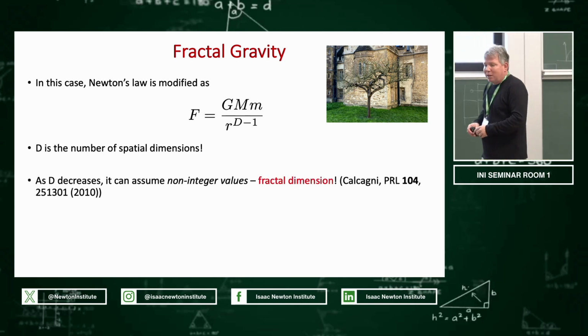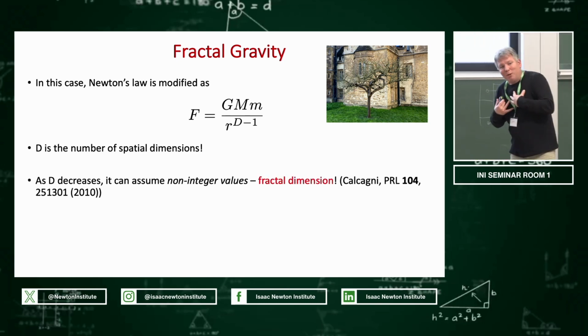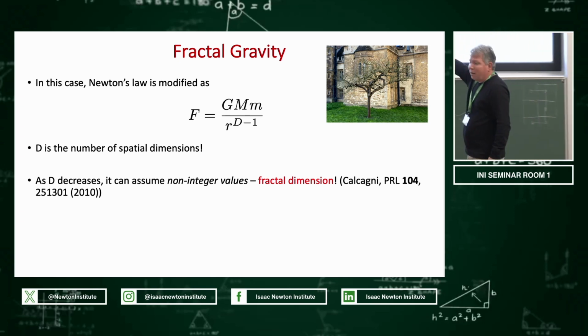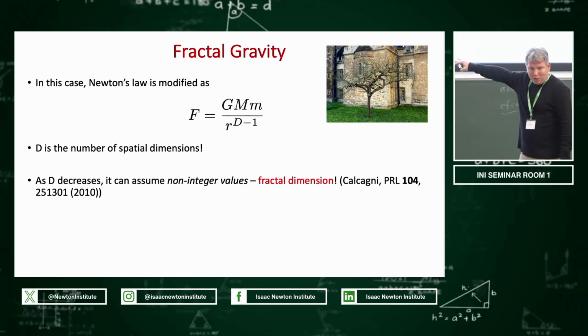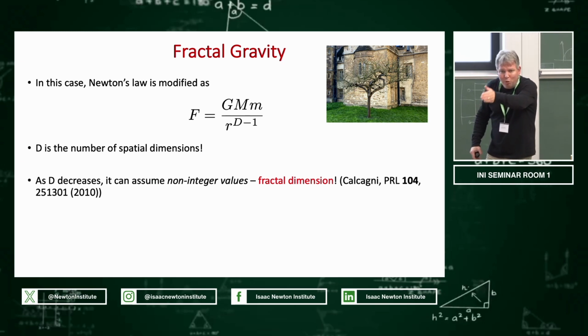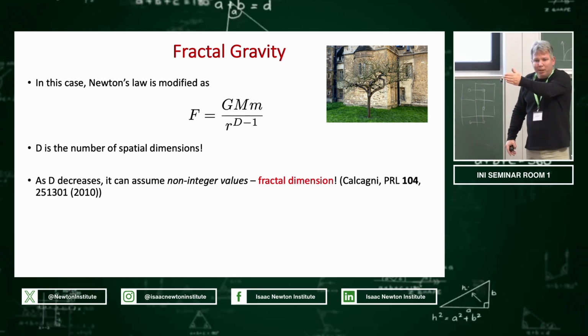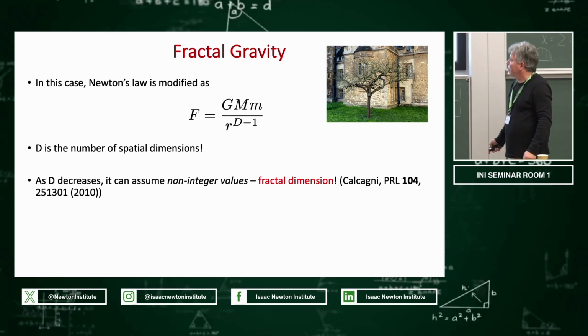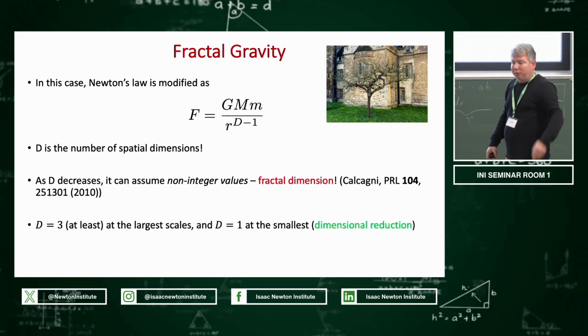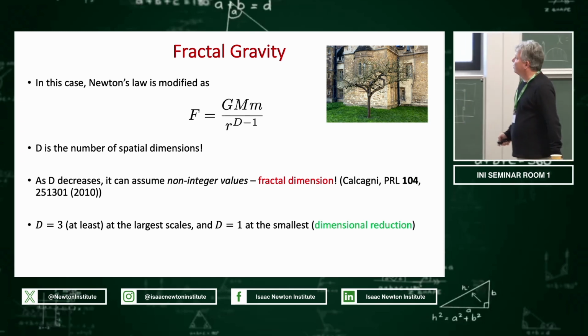Okay? And this isn't something I came up with. A lot of people have talked about this. Gianni Calcagni has discussed this a lot in terms of dimensional reduction and the like. But it's the idea that the dimension can go not just from 3 to 2 to 1, but to non-integer dimensions in between. Okay?